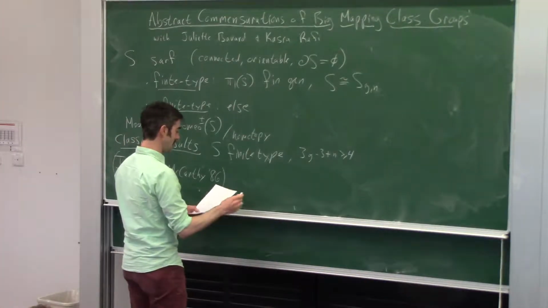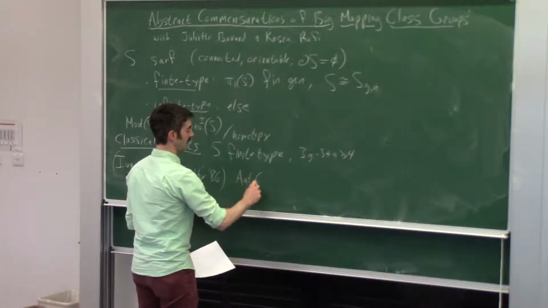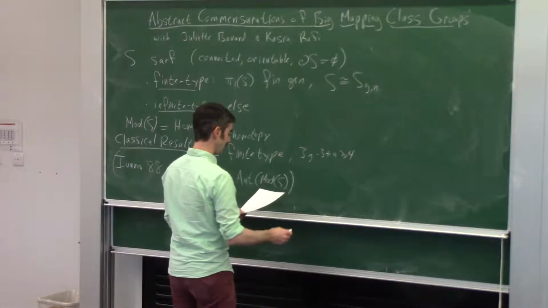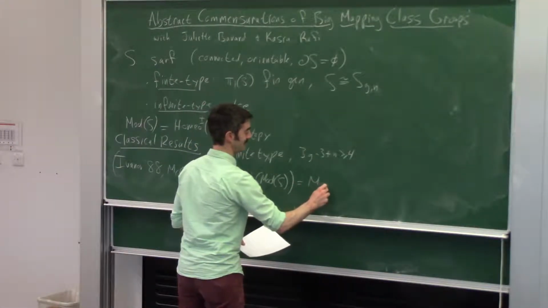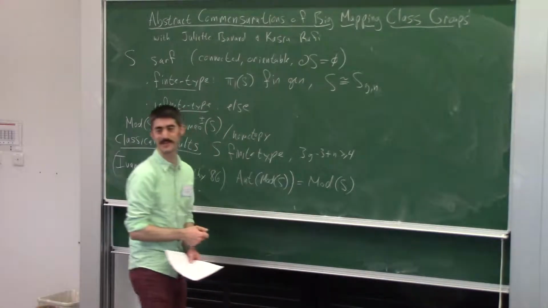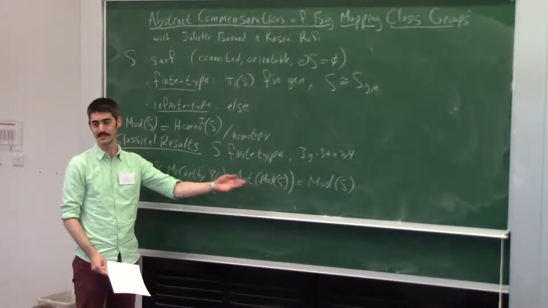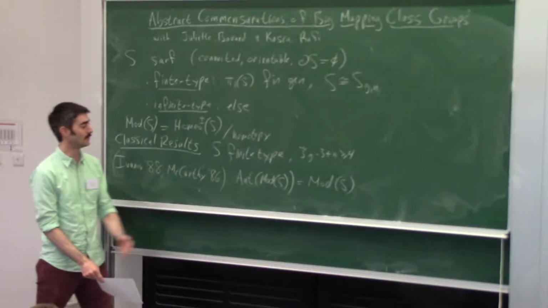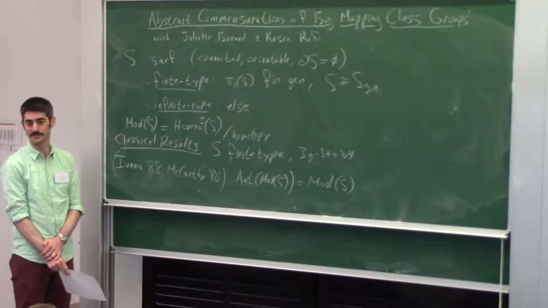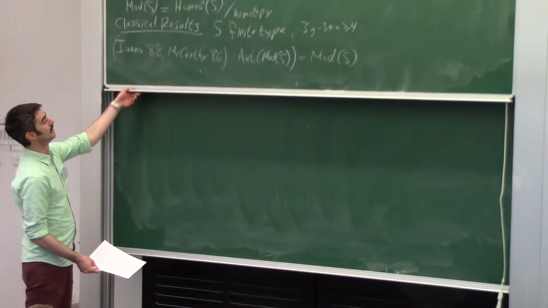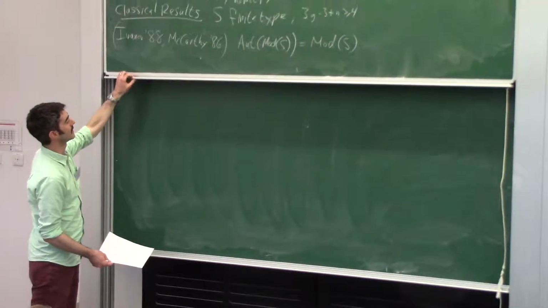Anyway, it says that the automorphism group of the mapping class group is the mapping class group. So there's a map from the mapping class group into the automorphism group given by conjugation that maps onto the inner automorphism group, and in this case that's an isomorphism. Okay, so that's the theorem, and I think I can write it here.